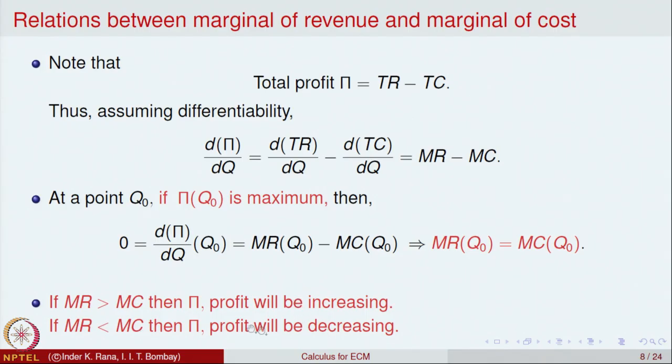So, these are properties about MR and MC in an interval. If MR is bigger than MC in an interval where Q is varying, then profit will be increasing, and similarly, if MR is less than MC, then the profit will be decreasing.